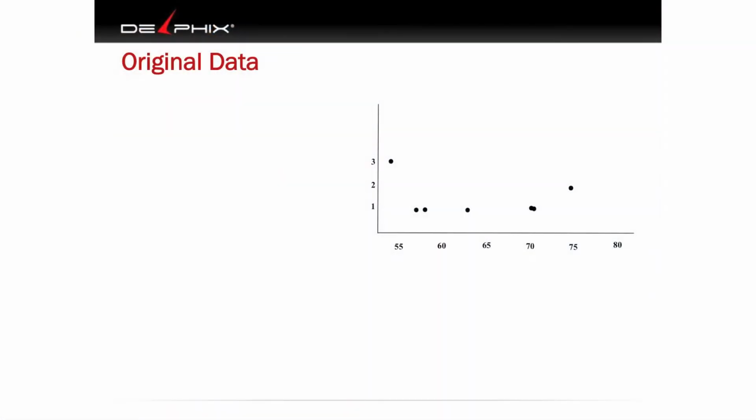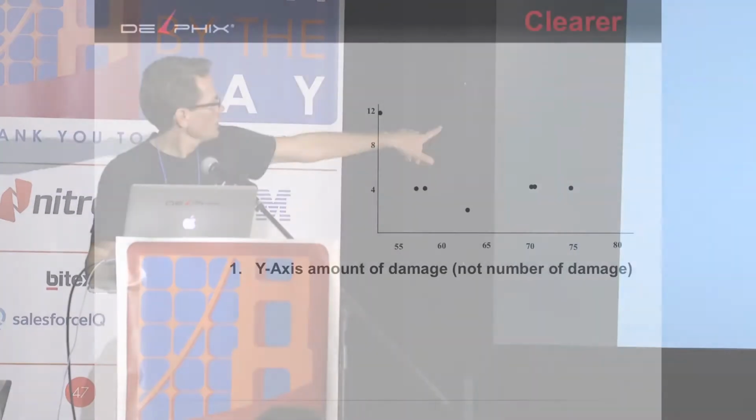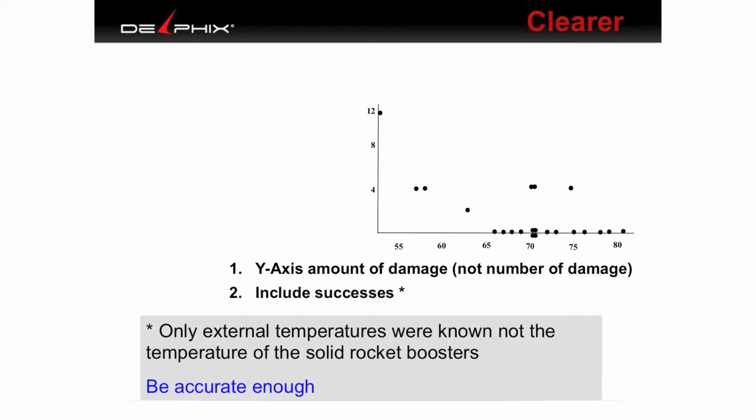Okay, let's go back and look at what Tufte said. So this is the data that Tufte charted. But let's change it. Let's see if we can communicate our point better. So the first thing that Tufte does is he recharts it, but instead of showing the number of damage incidents, I've changed the y-axis to be the actual extent of the damage. Some of the damages are much deeper than the others. So we're now rating the y-axis on the extent of the damage.